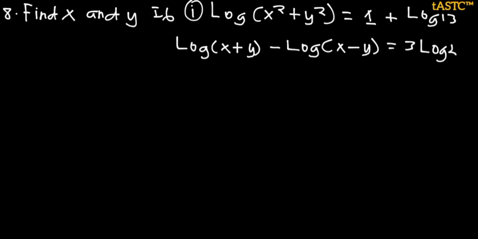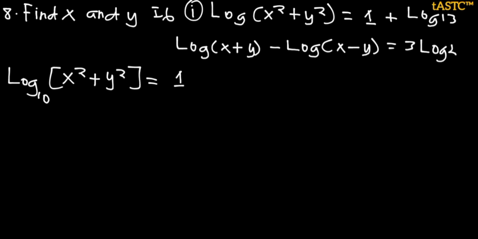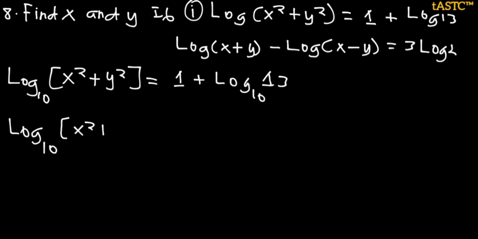So let us bring it up. We have log, so I need to write this: log to the base 10 of x squared plus y squared is equal to 1 plus log to the base 10 of 13. Now this 1 is the same thing as log to the base 10 of 10. So log to the base 10 of x squared plus y squared is equal to log to the base 10 of 10, plus log 13.